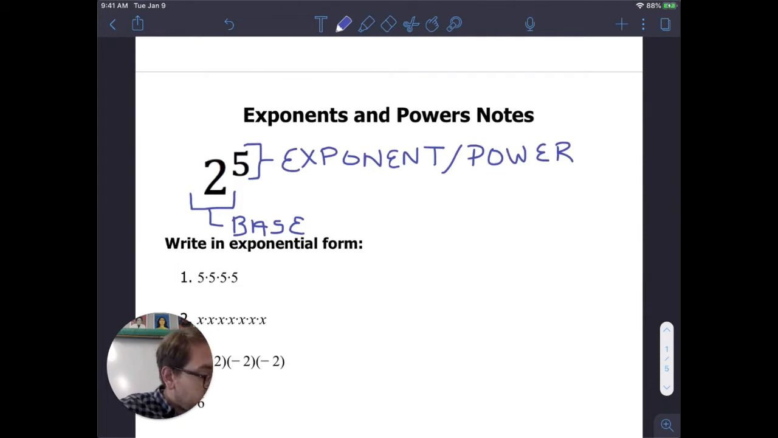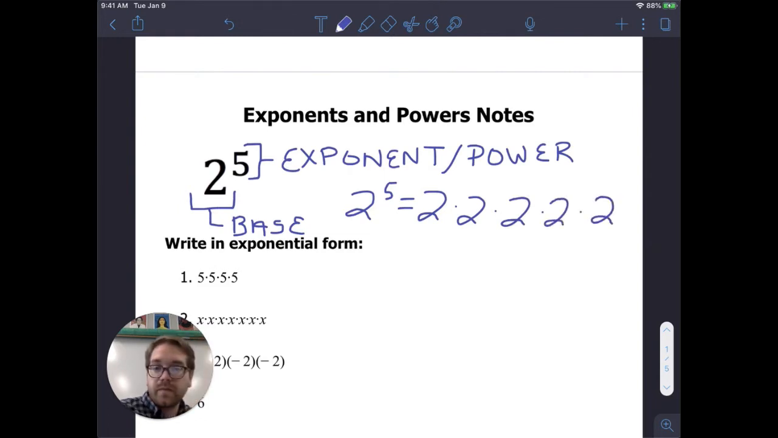So when it says 2 to the 5th power, what that's saying is you're taking 2 times 2 times 2 times 2 times 2. That's what an exponent is saying. It's abbreviating. Instead of writing all those 2's being multiplied, we're saying 2 to the 5th power is 2 times 2 times 2 times 2 times 2. It is most definitely not 2 times 5. You want to be very careful with that. That's written very differently.